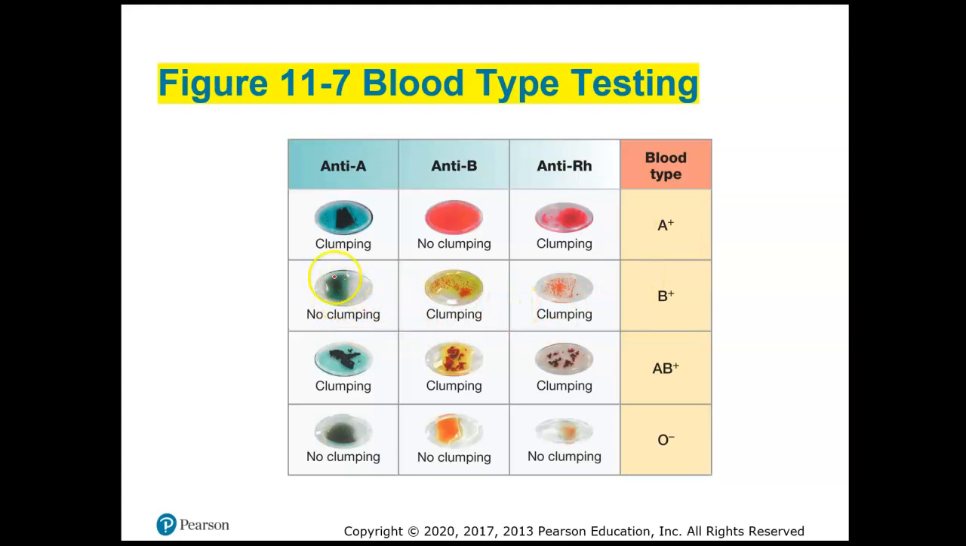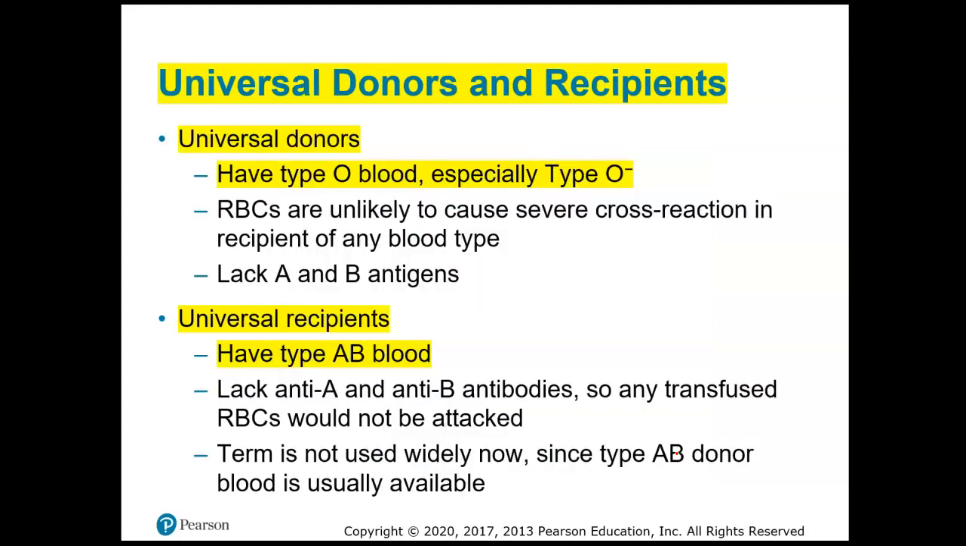There's no clumping in the A, but there's clumping in B and RH, so you are B positive. When you have clumping in all 3, then you are AB positive. In the bottom row, there's no clumping in any of the serum reactions. So this person doesn't have A, B, or RH antigens on the surface of their red blood cell, so they are O negative. So that's how blood type tests are done.